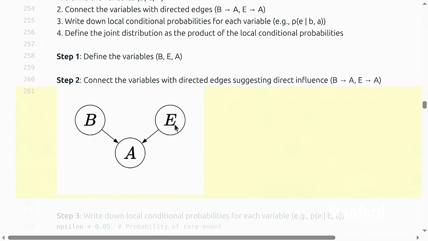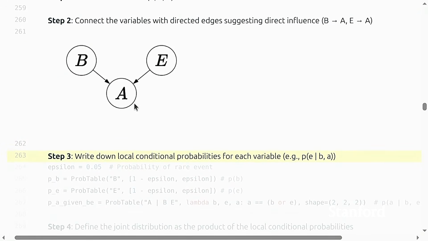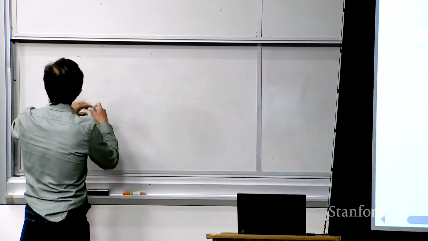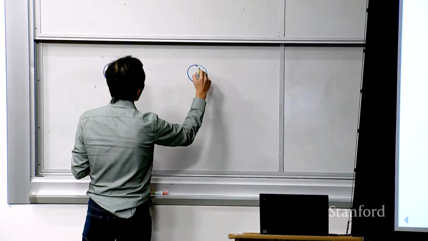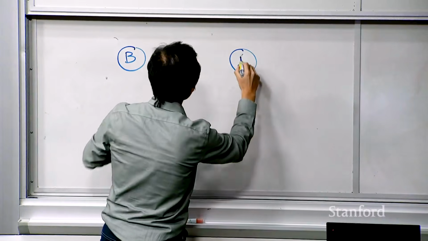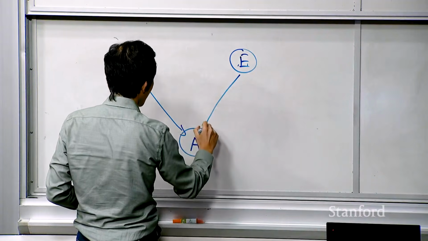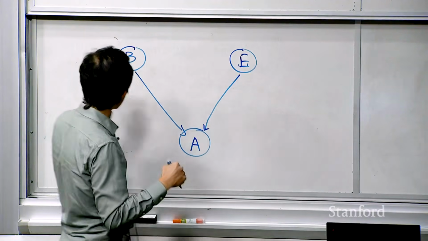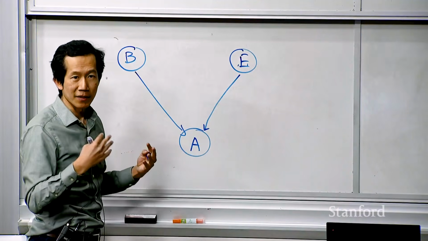Okay, so now we have this probability. Let me just do it on the board here, just so we have it as a reference. So we have the probability of B, E, A, and we have these edges here. And now for each node, every variable, I need to specify how it behaves.